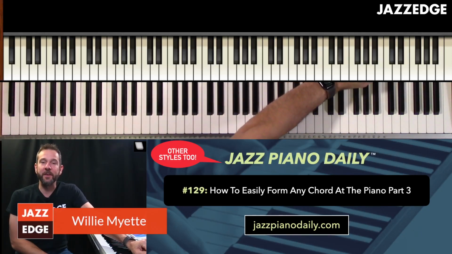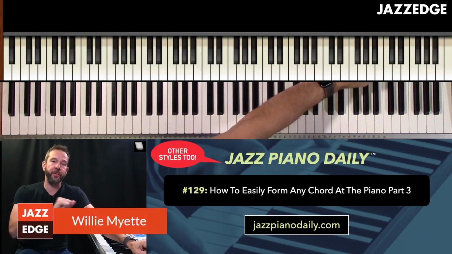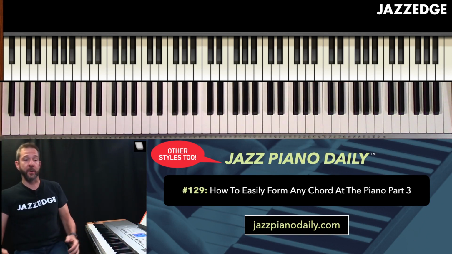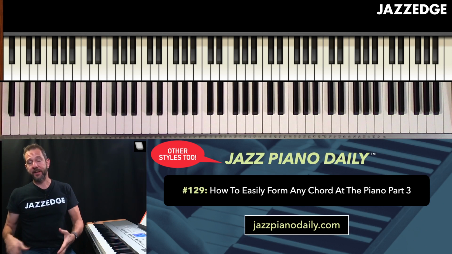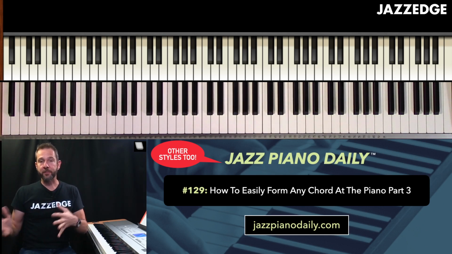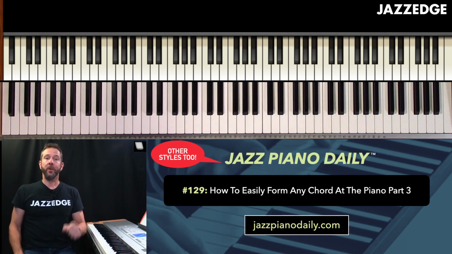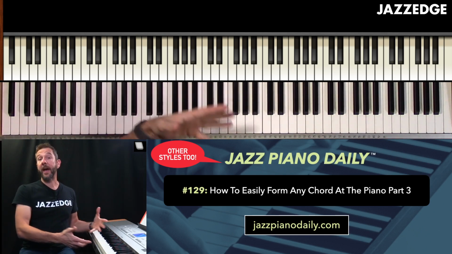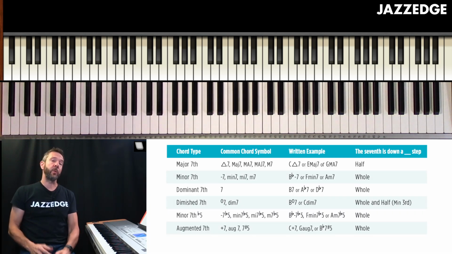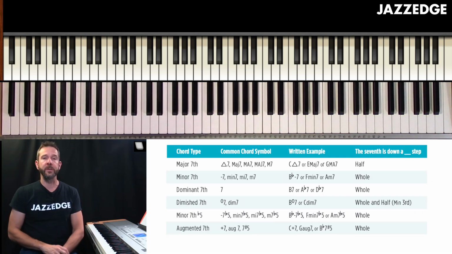So here's Jazz Piano Daily 129. This is part 3 in our series of how to easily form any chord. In part 1, we went through talking about the major scale pattern and forming simple major minor triads. In part 2, we were talking about how to take that scale pattern and apply it to 7th chords. Now we're going to talk about our chord qualities and chord symbols.